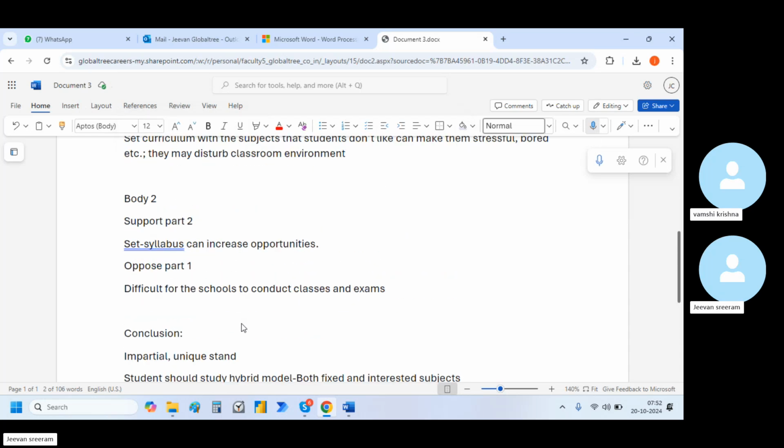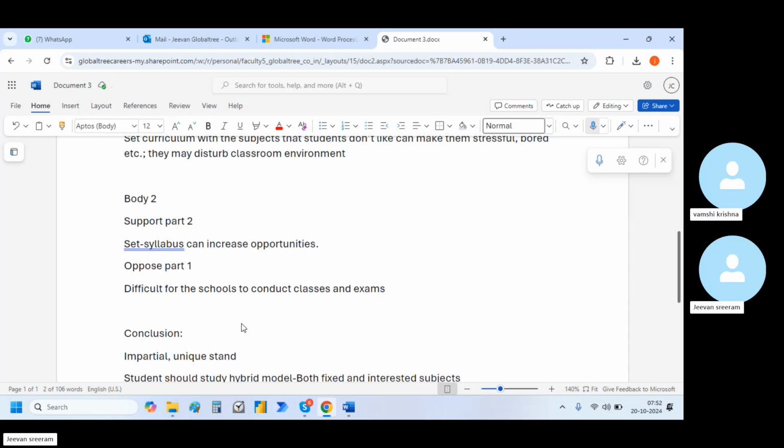So in body paragraph 2, I have to support part 2, like a set syllabus is really helpful for their future. It's not about their interest, whether they like it or not, they must study a set curriculum for their better future, right? So it can increase the opportunities. They can enter a wide variety of fields if they are interested.